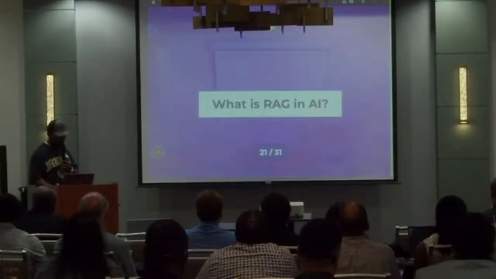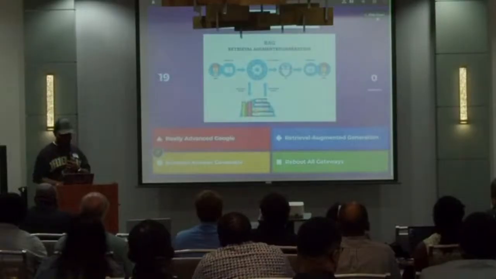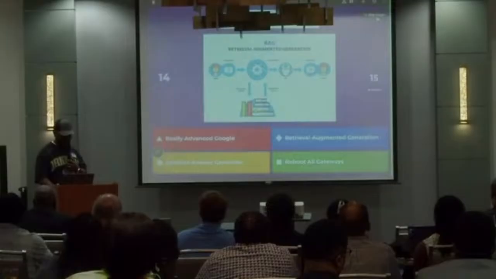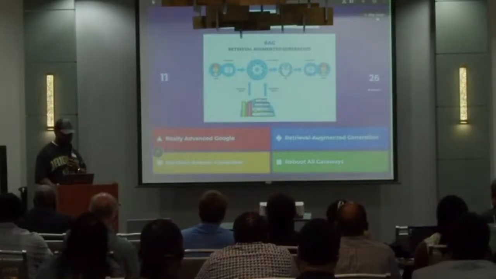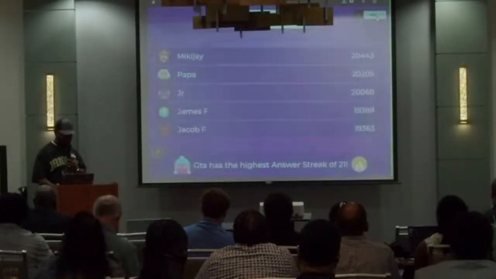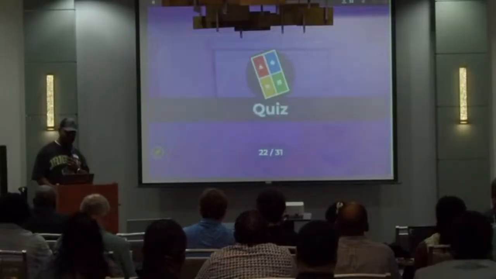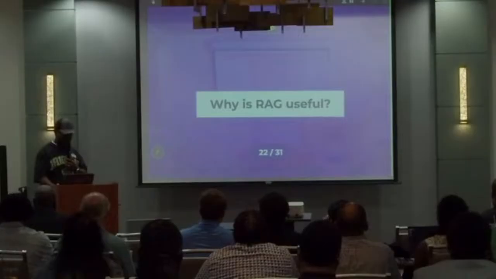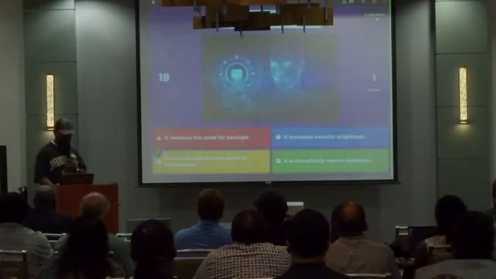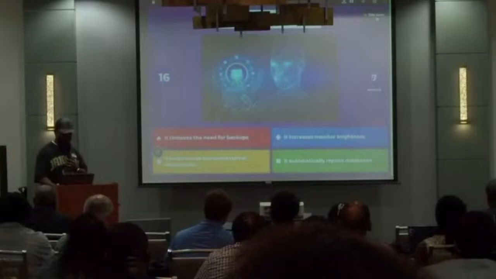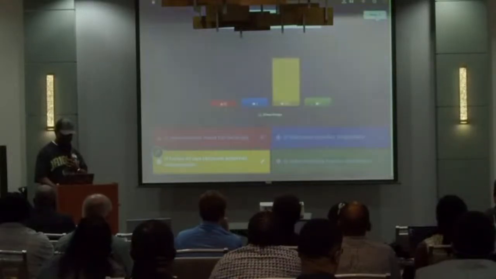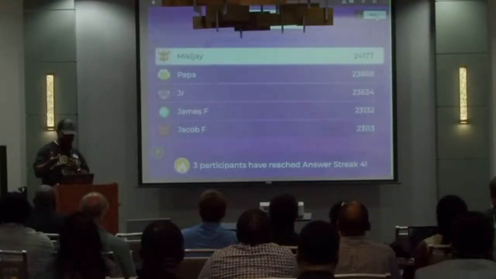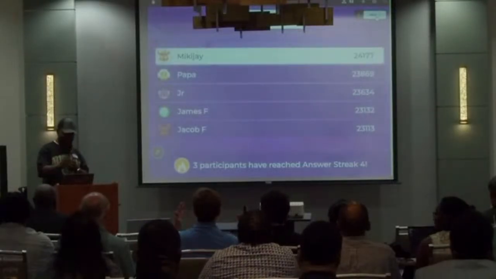What is RAG in AI? Okay. So because of time, we're just going to move. All right. Mickey J, what's going on? Yeah. Why is RAG useful? Okay. Right. Thank you. Next. Well, let's see who's at the top right now. Mickey J, what's going on? James, I was waiting for you. All right.